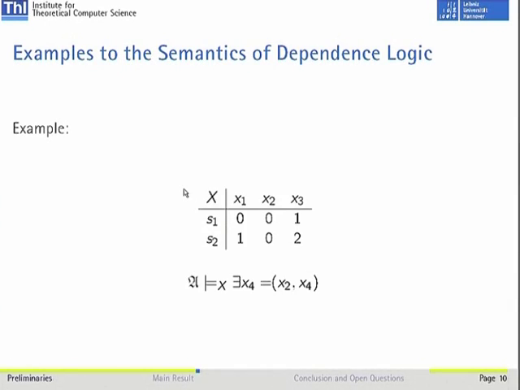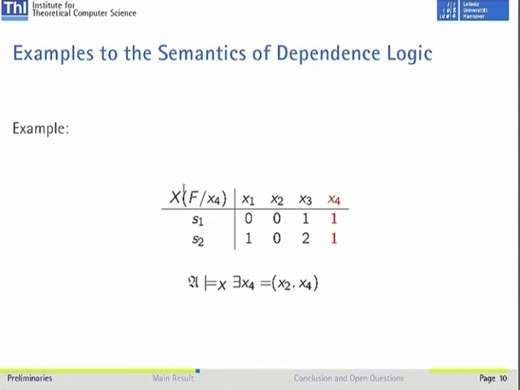Okay. So here we have a formula, and as you can imagine, this formula is always true, because we can always find values for x4 such that it's true. We try to extend this team. And for example, we have to fill in equal values here because they have been equal here. So they have to be equal here. And then this formula is true. This is the existential quantifier.